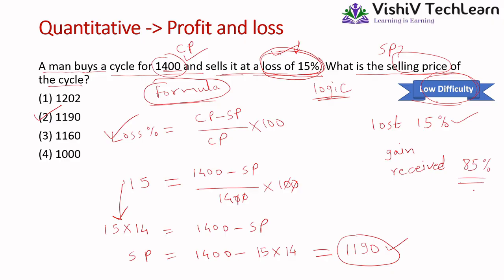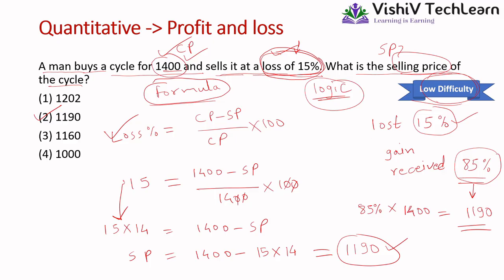But 85% of what? Whenever we talk about percentage, it is not an individual quantity. It is always linked with something. So this 85% or this 15% is with respect to CP, the cost price. So he received 85% in comparison with 1400. If we calculate 85% of 1400 by multiplication, we will get the final answer as 1190. So logically also, this is how we can solve it, correct? Now let's go to the next question.